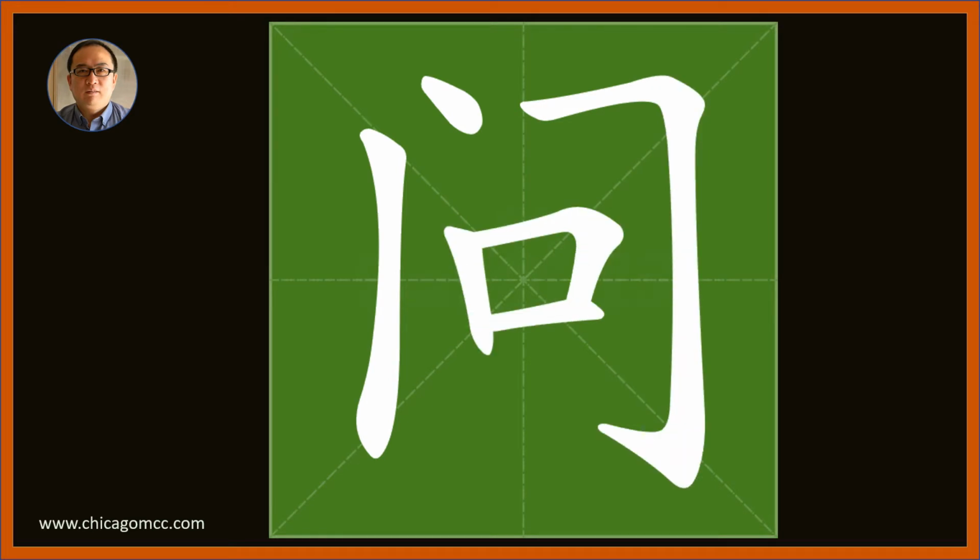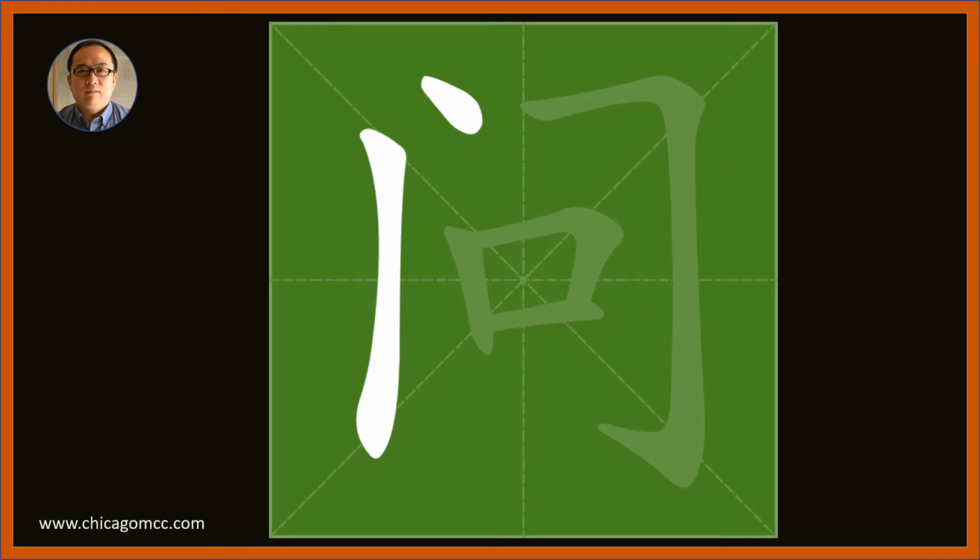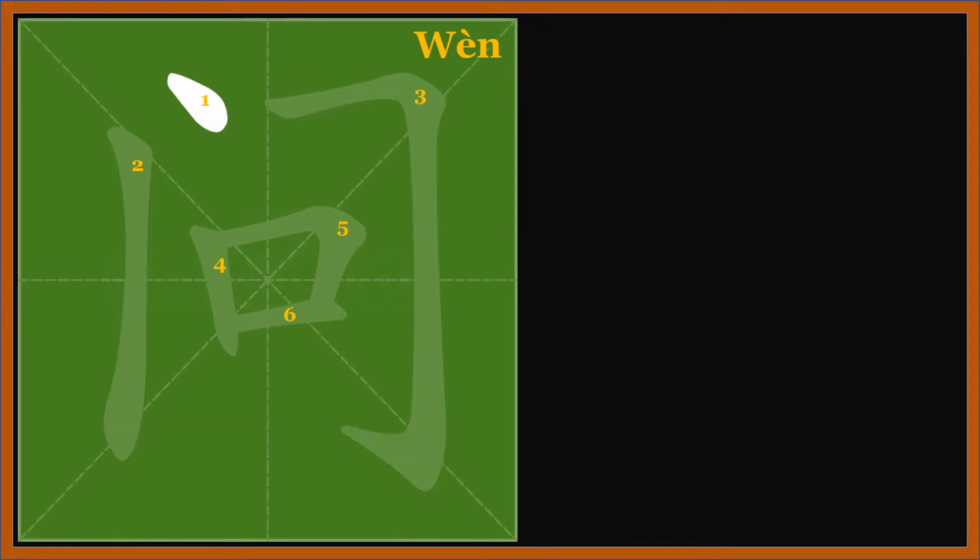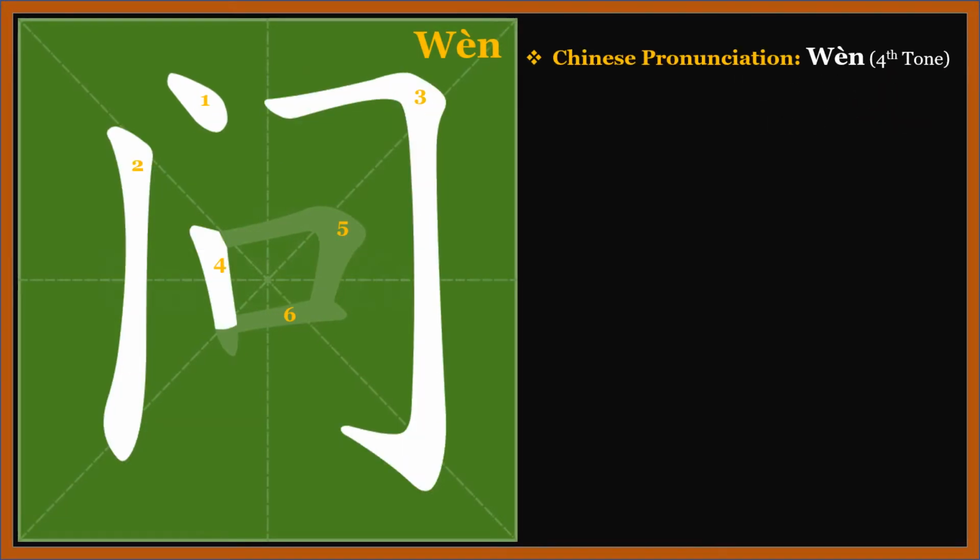Today I'm going to show you a very frequently used Chinese character. Now let's get started. The character we're about to learn today is pronounced wen, which is the fourth tone.